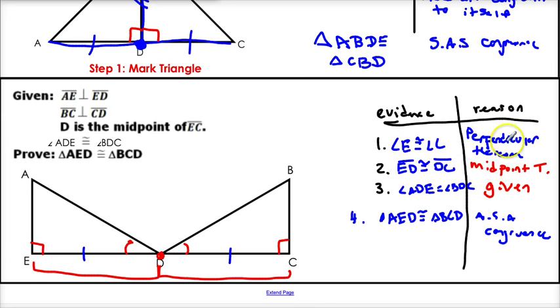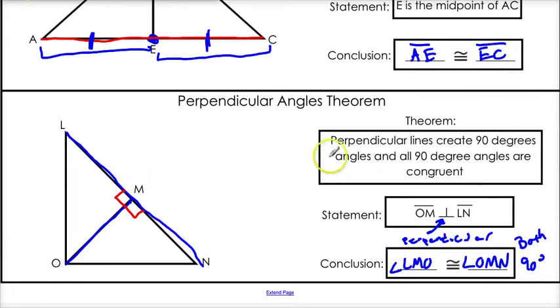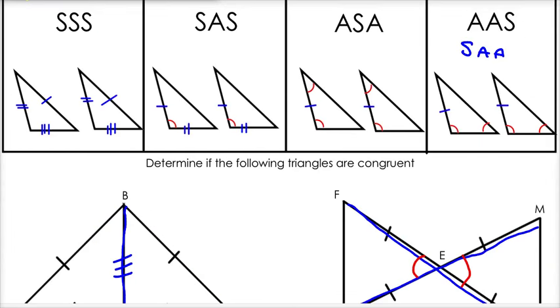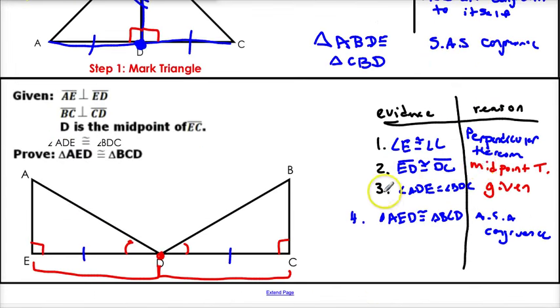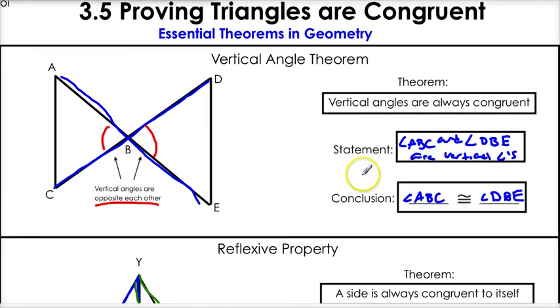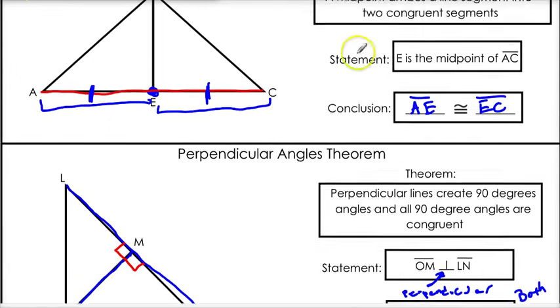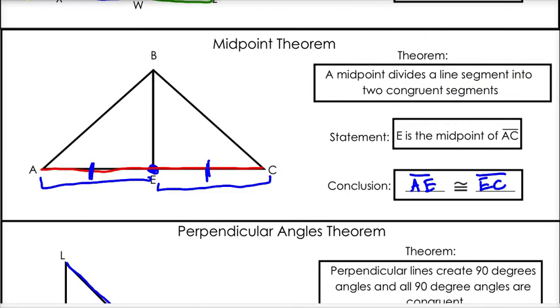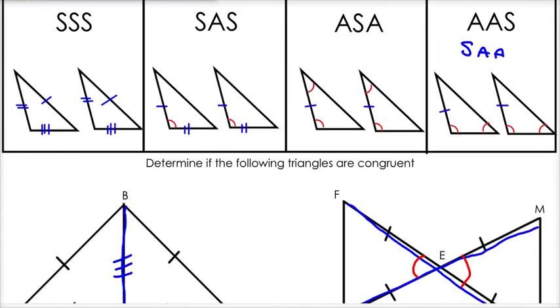Well, we know E is congruent to C because of the perpendicular angle theorem. And you should have written out everything right here, okay? I don't have enough room, so I just wrote perpendicular theorem. But what you should be writing is this whole sentence: perpendicular lines create 90-degree angles, and all 90-degree angles are congruent. That needs to be written there if you're doing your proof well. The second part was the midpoint theorem. That's how you knew that. Memorize this: a midpoint divides a line segment into two congruent segments.